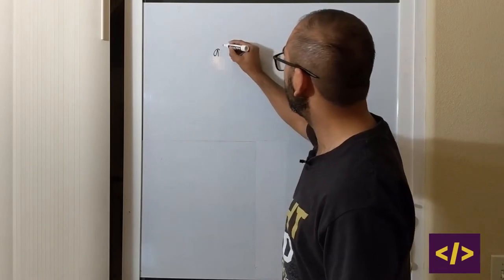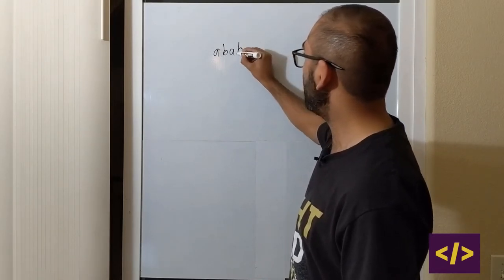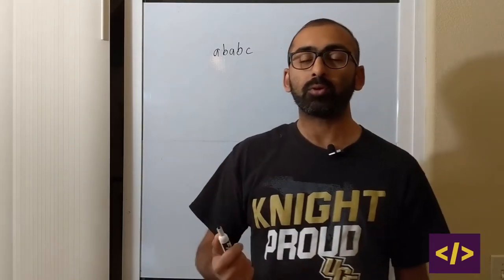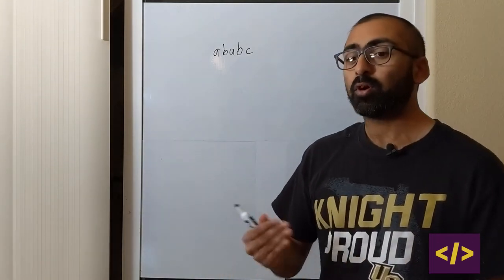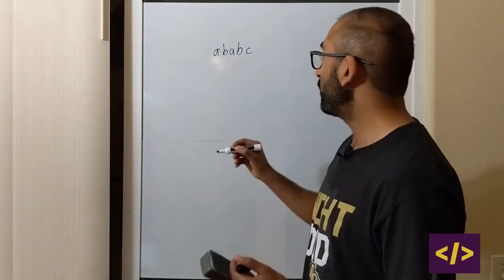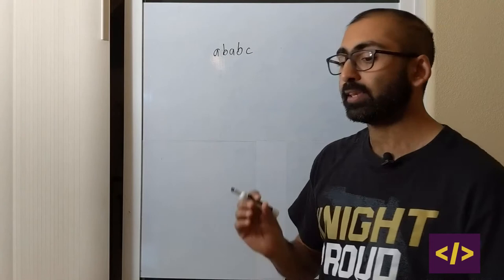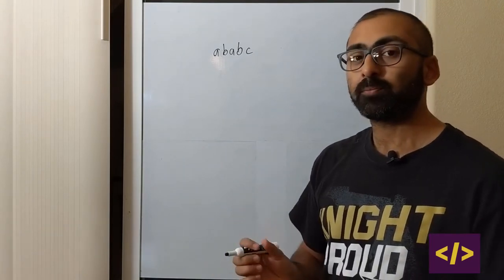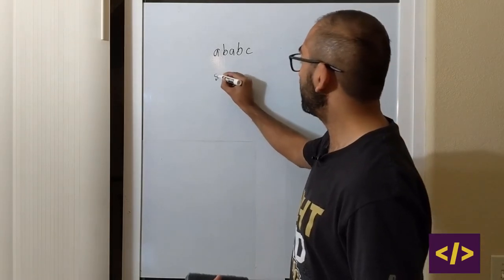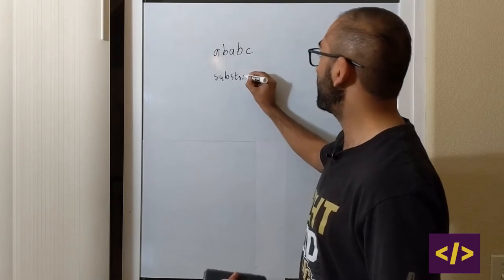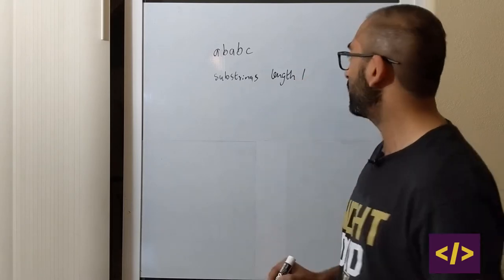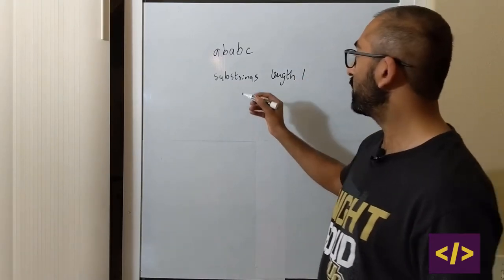Now let's look at an example. Let's say we have A, B, A, B, and C. Okay, now I'm going to go directly into how we're going to do this, and then we're going to walk back and see how we can put this into code. Sounds good? How I'm going to do this is, I'm going to look at each and every character first, okay? Which means I'm going to look at substrings which have a length of 1, okay?